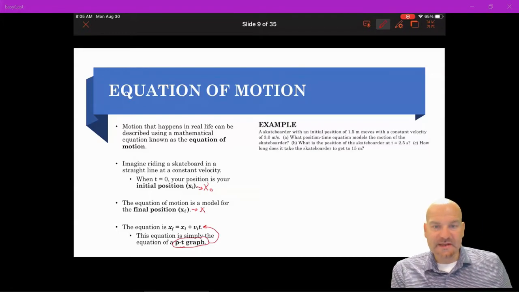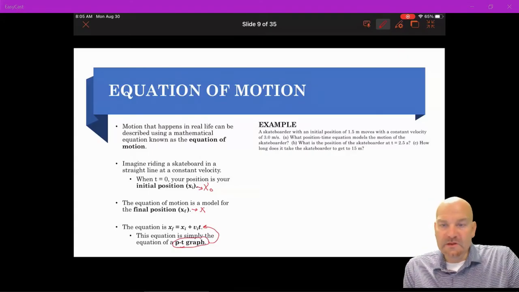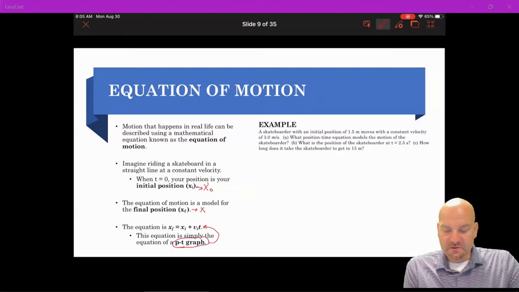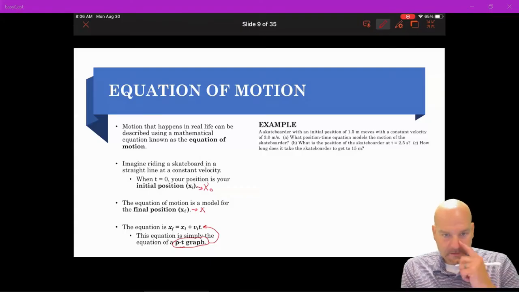So here is an example. A skateboarder with an initial position of 1.5 meters moves with a constant velocity of 3 meters per second. What position time equation models the motion of the skateboarder, what is the position of the skateboarder at 2.5 seconds, and how long does it take the skateboarder to get to 15 meters?